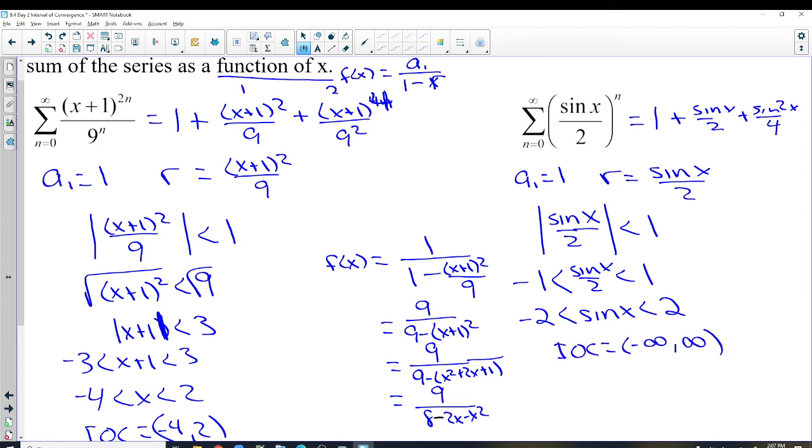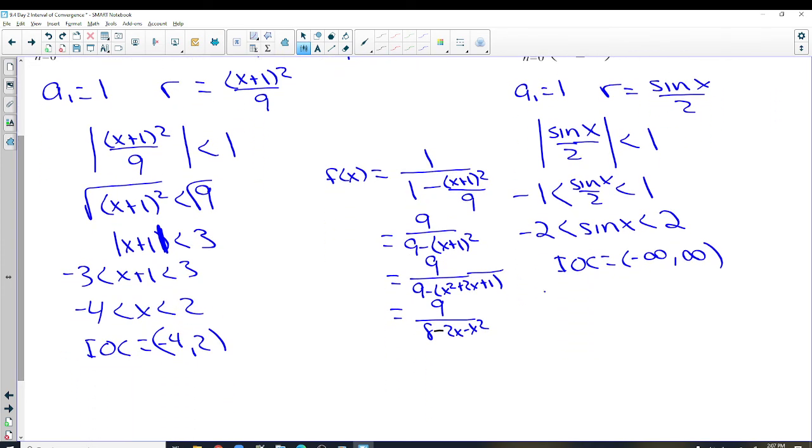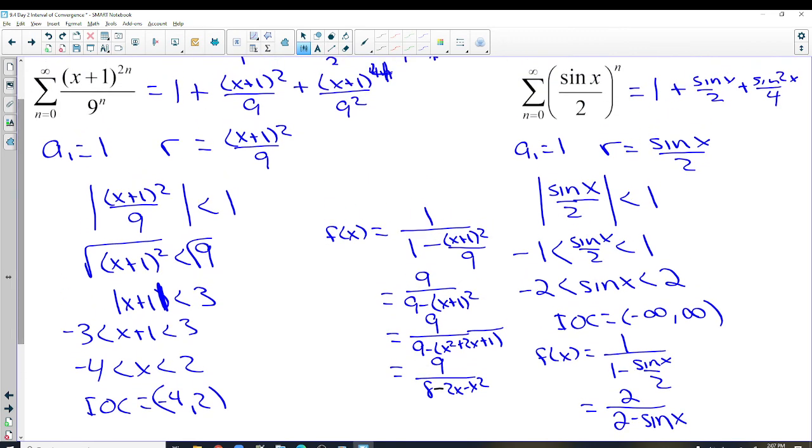And they want the function. f of x is equal to 1 over 1 minus sine of x over 2. Not much you can do with this. 2 over 2 minus sine of x is probably what a multiple choice would say. That's all you can really do. However, now we're done with this problem as far as the instructions are concerned.